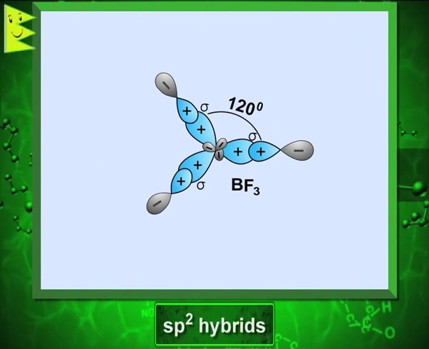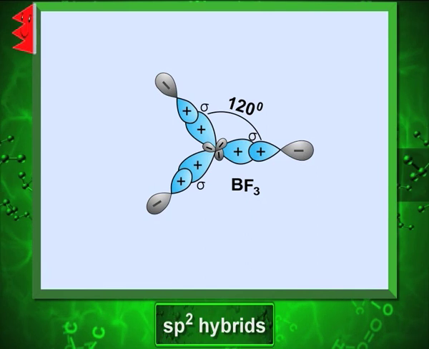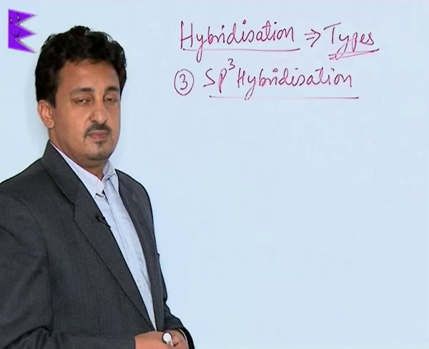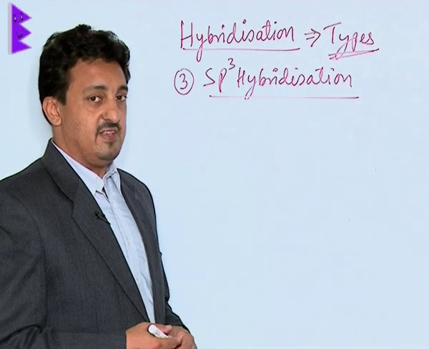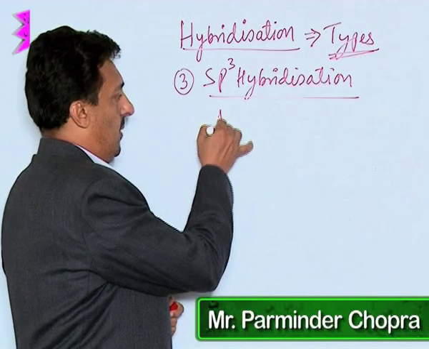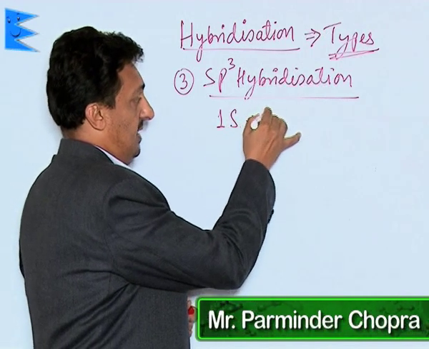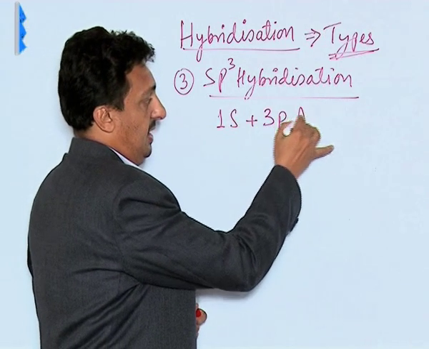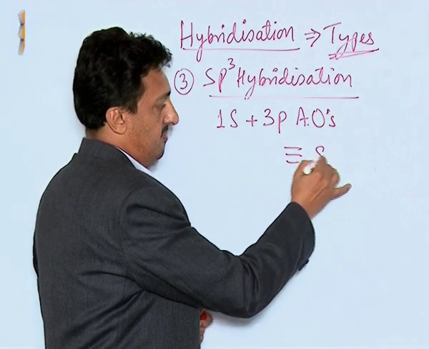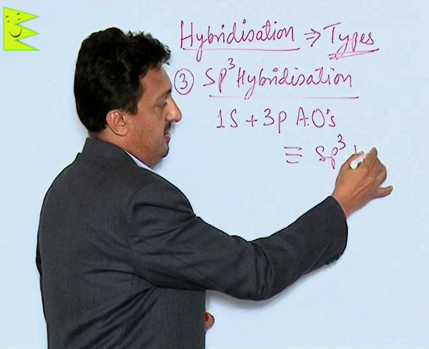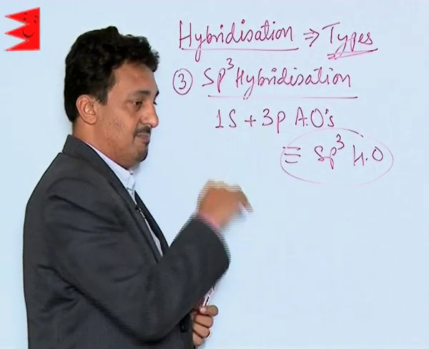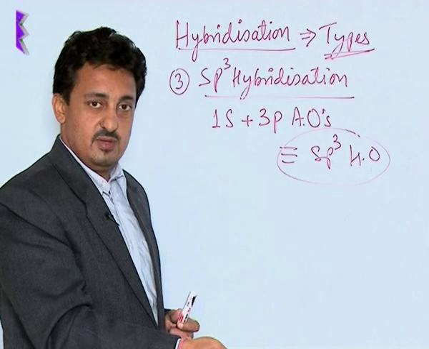All these angles become 120 degree. Shape is trigonal planar. The next type of hybridization is sp3 hybridization. In this, one s and 3 p atomic orbitals overlap to form sp3 hybrid orbitals. So 4 orbitals are combining, 4 are formed.